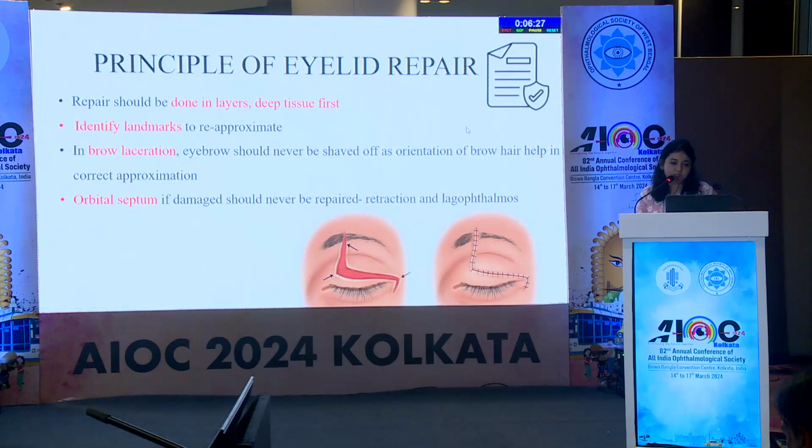Some principles of eyelid repair: first, the repair should be done in layers, deep tissues first and superficial layers next. Secondly, identify the landmarks which help us to reapproximate. Like in this picture, we can see these acute apices, angulations and brow hair. They serve as important landmarks for suturing the laceration. And if the orbital septum is damaged in the trauma, it's important that we don't repair that, because that can result in post-op retraction and lag ophthalmos.